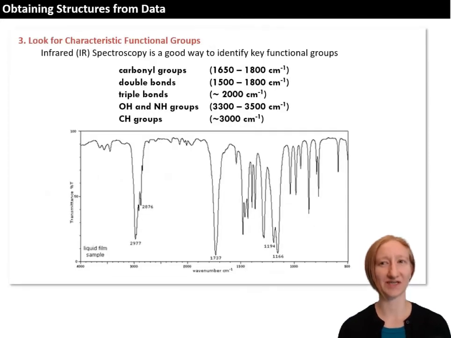Once we've determined the unsaturation number, we should look at the IR spectrum and identify any characteristic functional groups. In particular, I recommend looking for carbonyl groups, double or triple bonds, and OH or NH stretches. In this spectrum, for example, the only key functional group is really a carbonyl stretch here at 1737 wave numbers. But we can also identify our typical CH stretches around 3000 wave numbers.